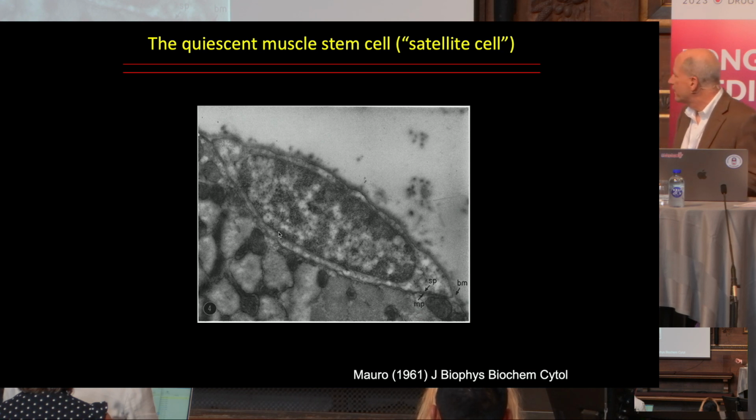Here we go. So here's this tiny little cell sitting adjacent to these giant muscle fibers, just a tiny bit of which is seen here. But this little cell is very closely opposed, sitting under the basal lamina of that myofiber. And so that's really the niche of this stem cell.